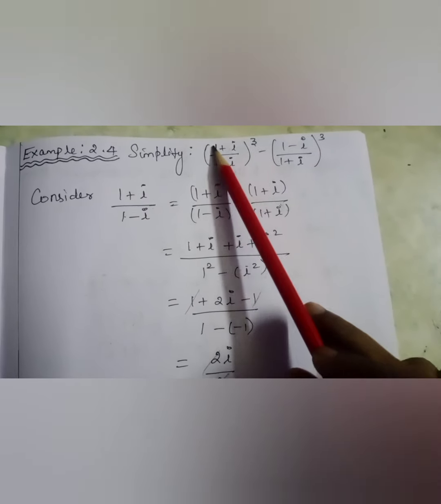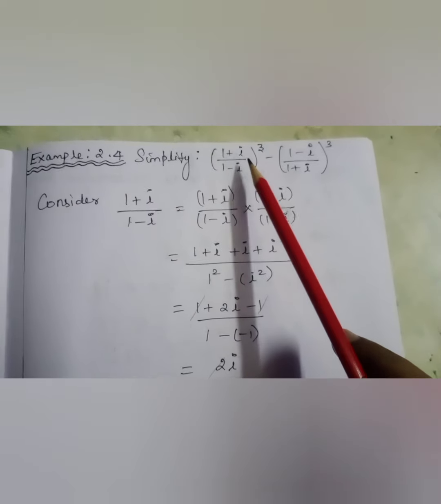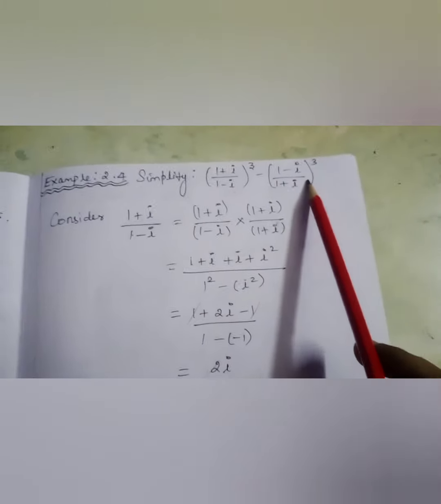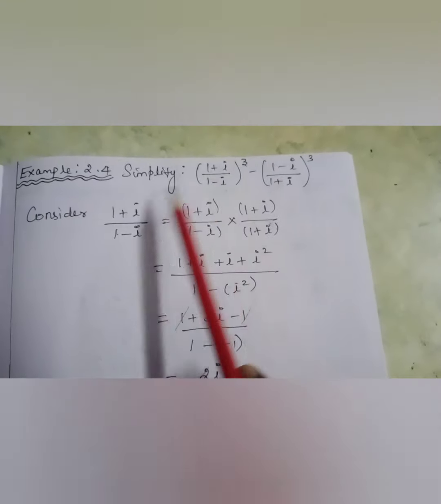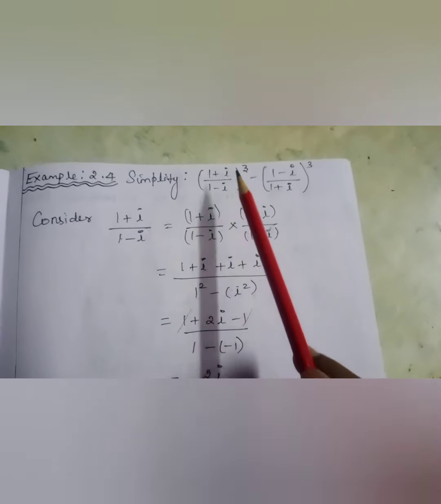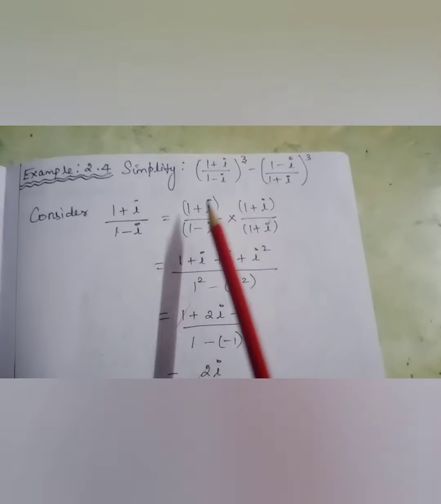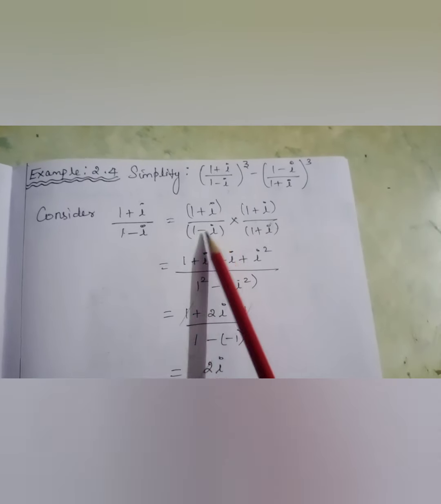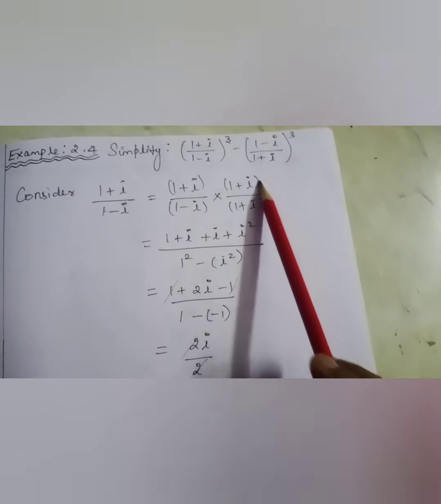So once you have found the value of this expression, if you take the inverse of that value itself, you will get the answer for this one. First we will consider this expression (1 + i)/(1 - i), and then later on we can take the cube. So (1 + i)/(1 - i), here the denominator is 1 - i, so multiply and divide by 1 + i.